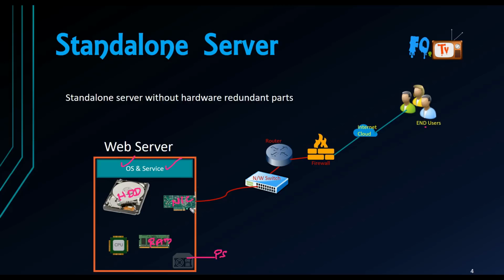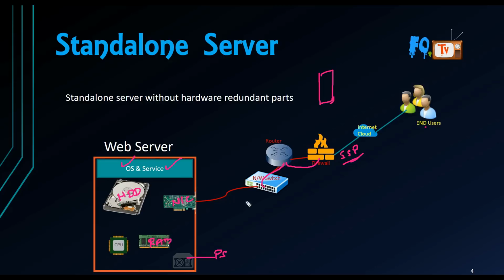This NIC card connects to your network switch, and the network connectivity goes to your router. In between there is a firewall to provide your security, and from there an ISP connection goes to the outside internet cloud. Using that internet connectivity, the end users can access your services. Maybe it is a web server; let's say my website is hosted on one of the servers, and it is accessed like this.